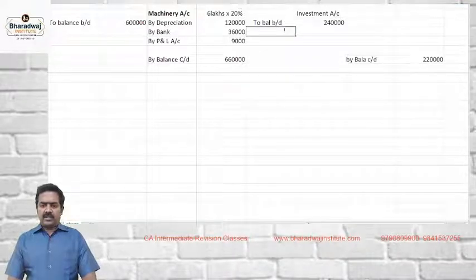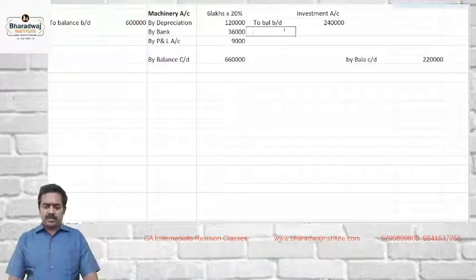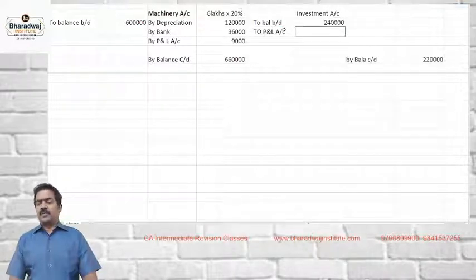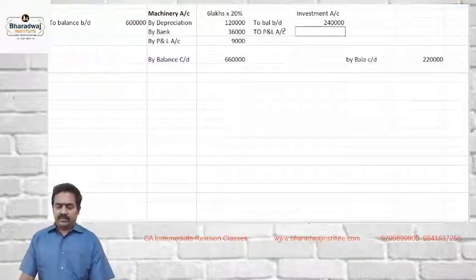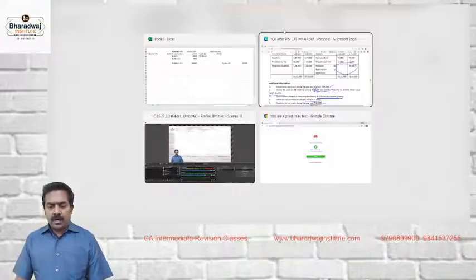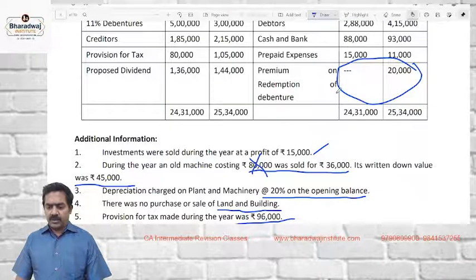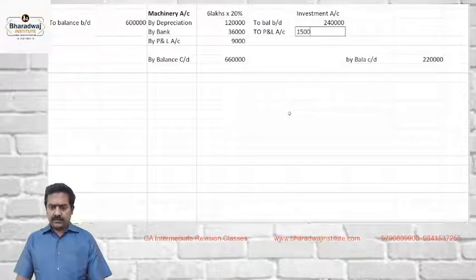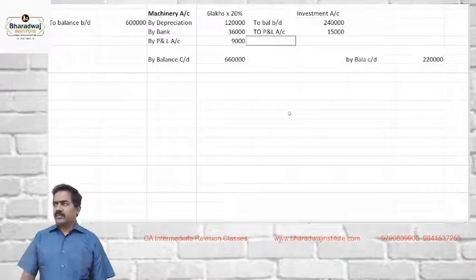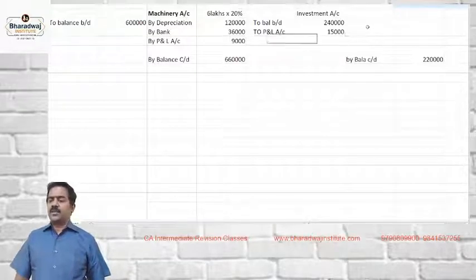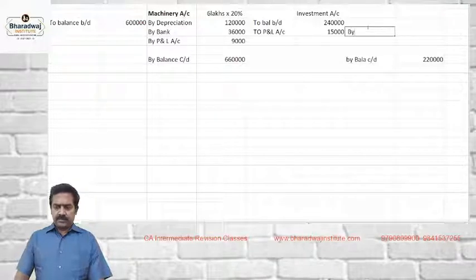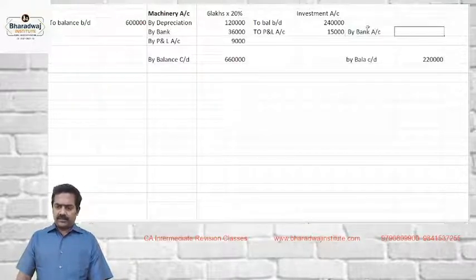Profit on sale was transferred to which account? P&L account. Look at the adjustment. How much of profit was transferred to P&L account? 15,000. Will it affect the CFO? Yes, this profit was not transferred to capital reserve. This was transferred to which account? P&L account. By bank account sale.